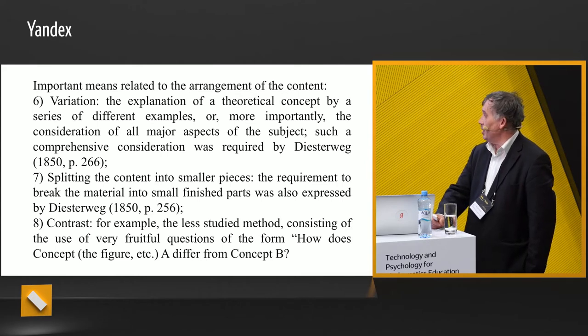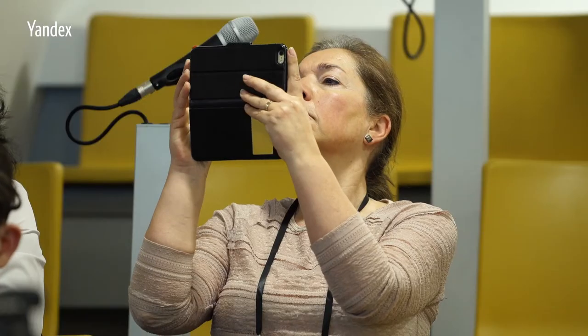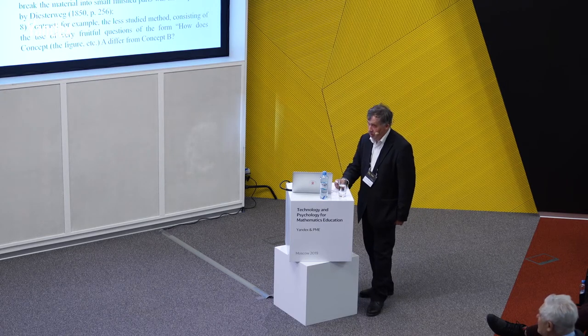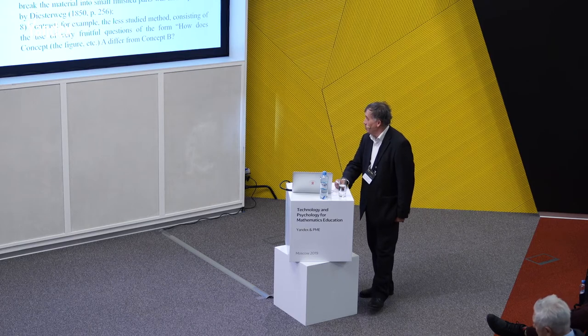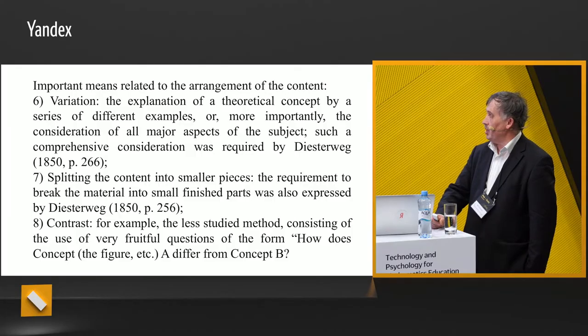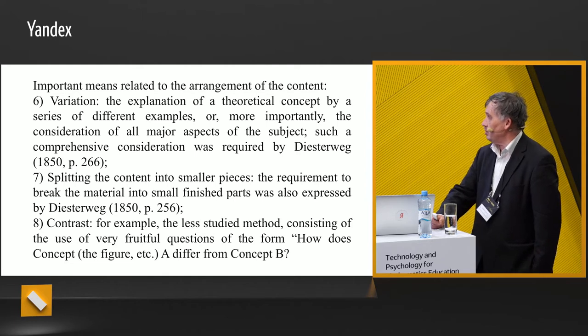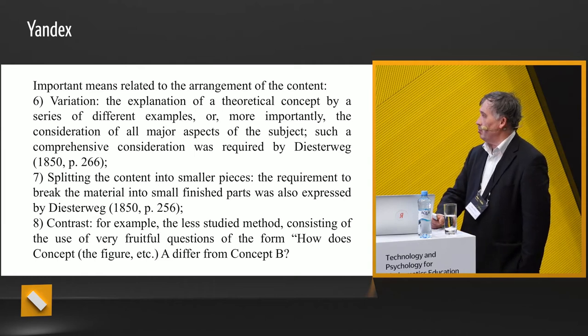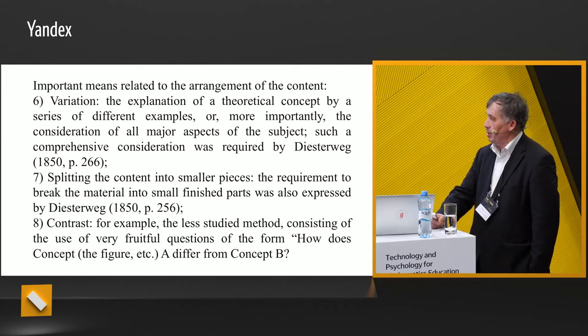Important means related to the arrangement of the contents of the composition are the following: variation, the explanation of a theoretical concept by a series of different examples, or more importantly, the consideration of all major aspects of the subject. Such a comprehensive consideration was required also by Diesterweg. Splitting the content into smaller pieces, the requirement to break the material into small finished parts, was also expressed by this author. In contrast, for example, is the less studied method consisting of the use of very fruitful questions of the form, how does the concept of figure A differ from concept B, and so on.